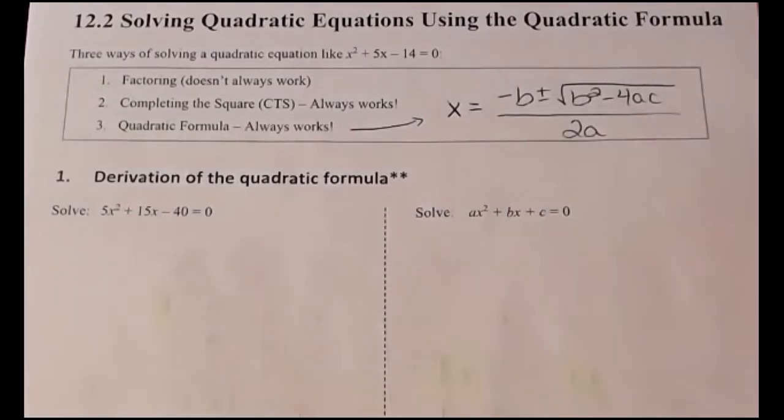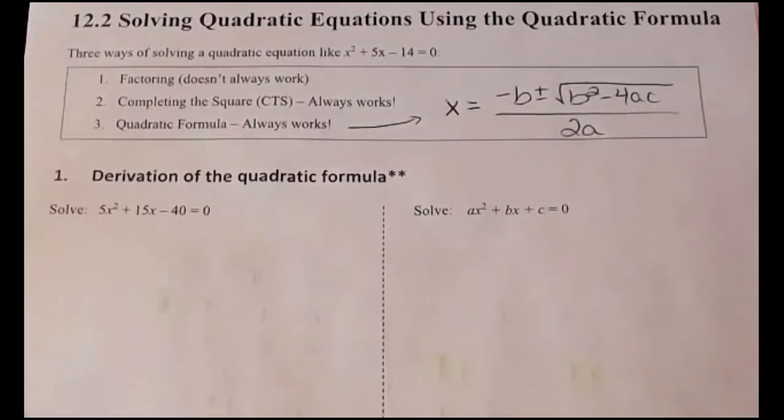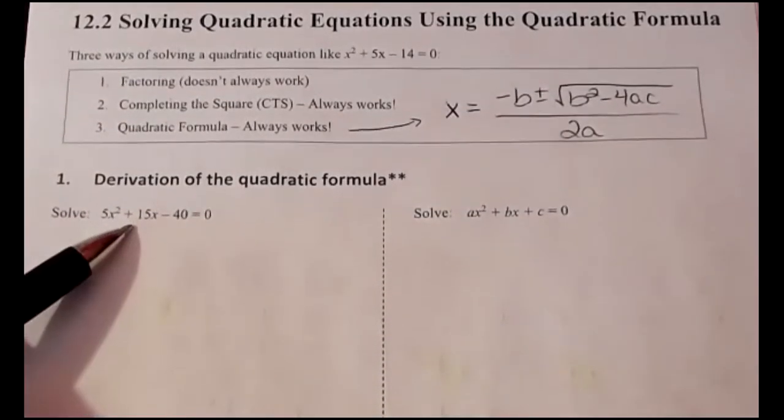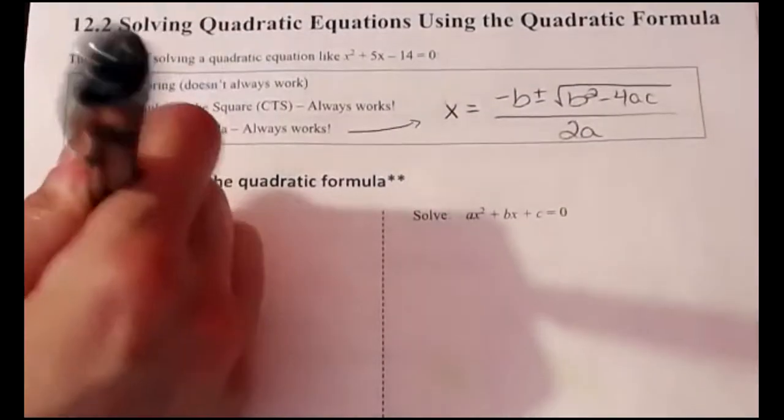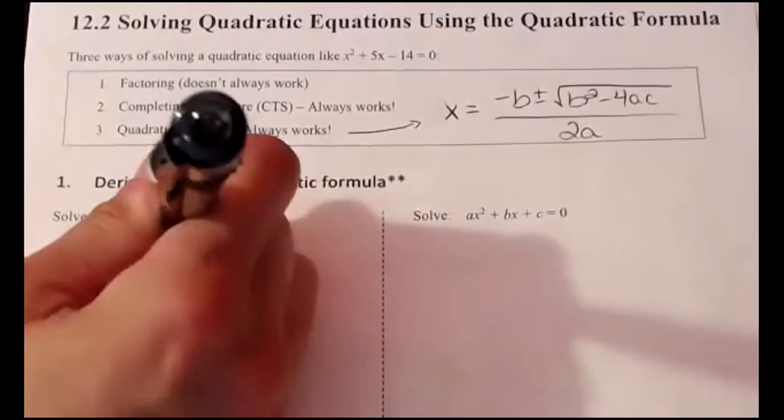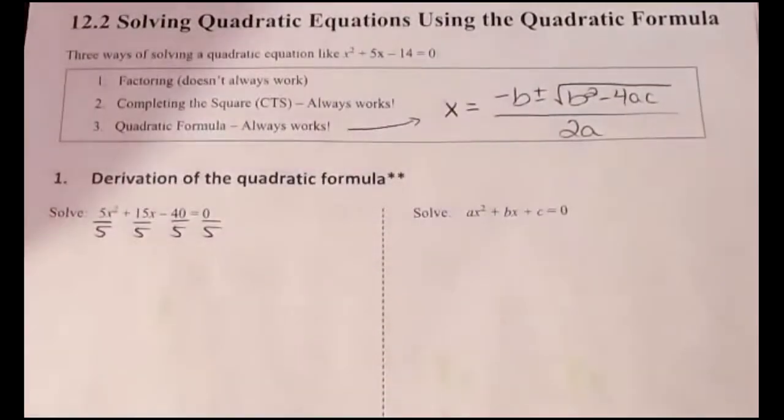Okay, now in terms of how we do this, what we could essentially do initially is we could start by dividing out my leading coefficient. We actually don't have to do this, but I want to demonstrate how this is similar to what we've done before. We could say A is 5, B is 15, C is negative 40. Or we could recognize that 5 is a common factor, so why not divide every term by the leading coefficient? So we're going to divide every term by the leading coefficient.